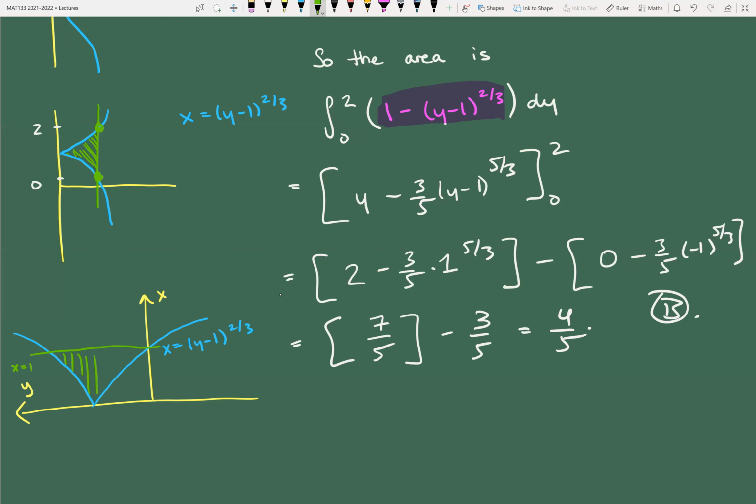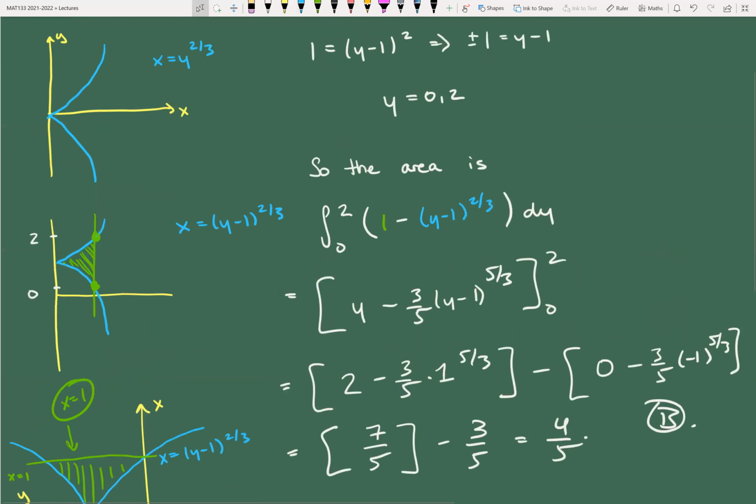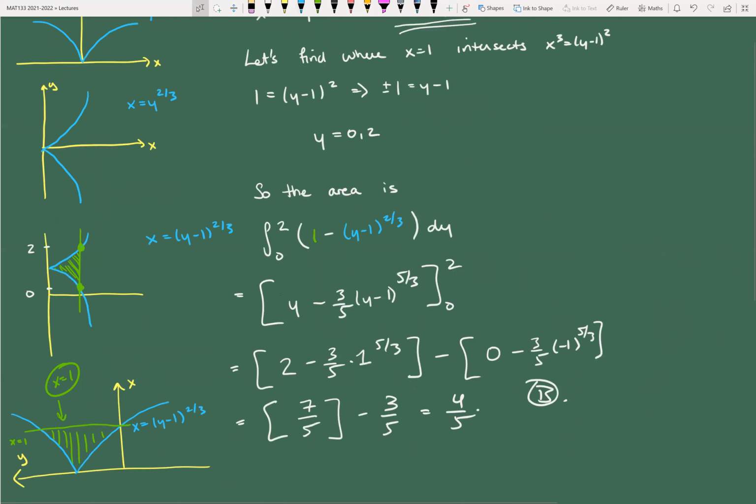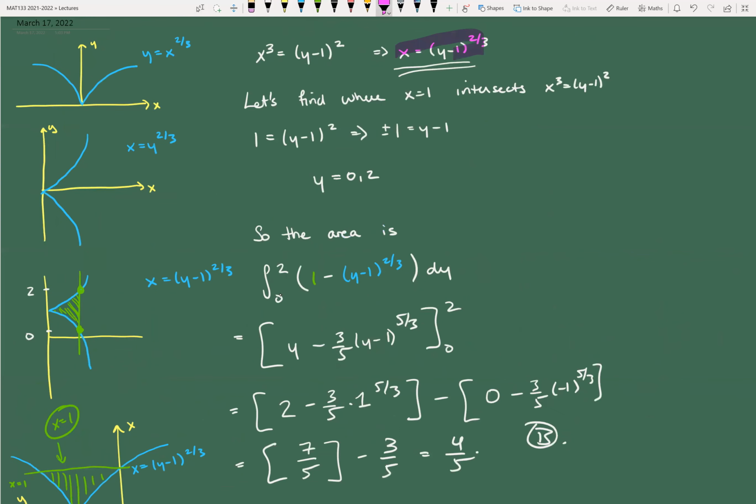So remember when I'm finding area, I subtract the smaller function from the bigger function, right? And so the bigger function here is x equals 1, that's this part here. And then the lower function is y minus 1 to the 2/3, that's the blue thing here, right? And I had solved for that earlier, right here, when I was trying to figure out what the graph of the thing looked like.